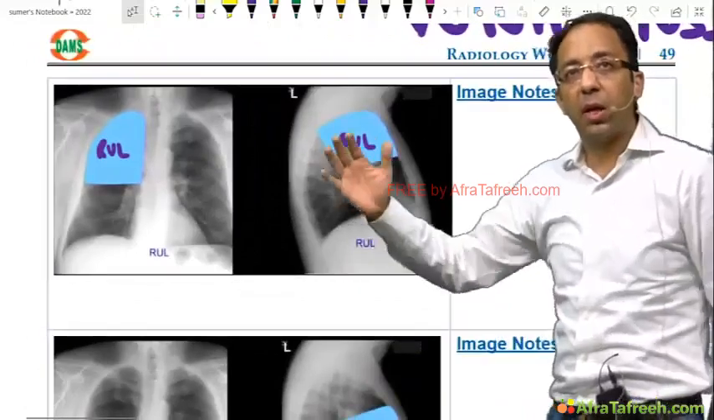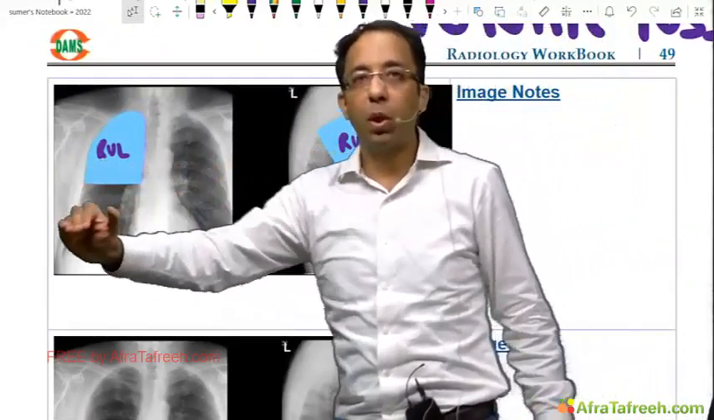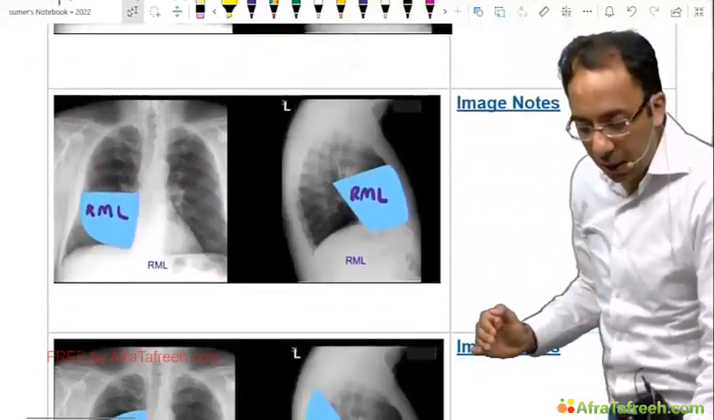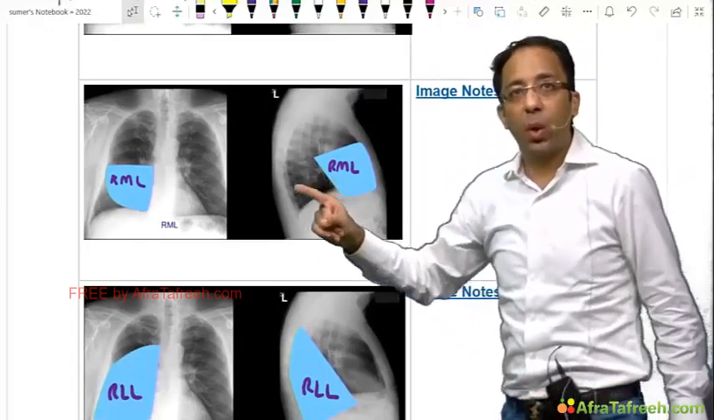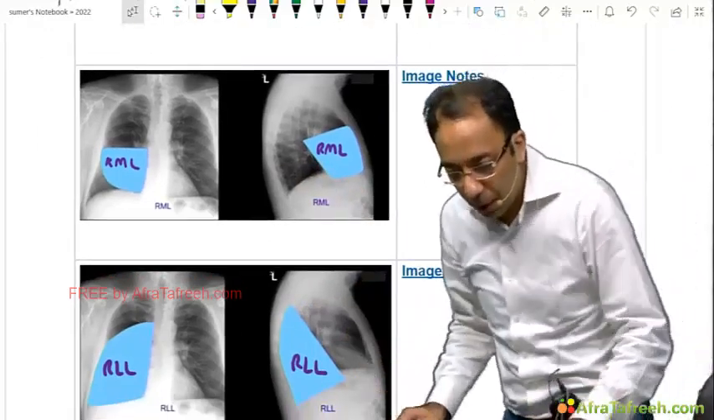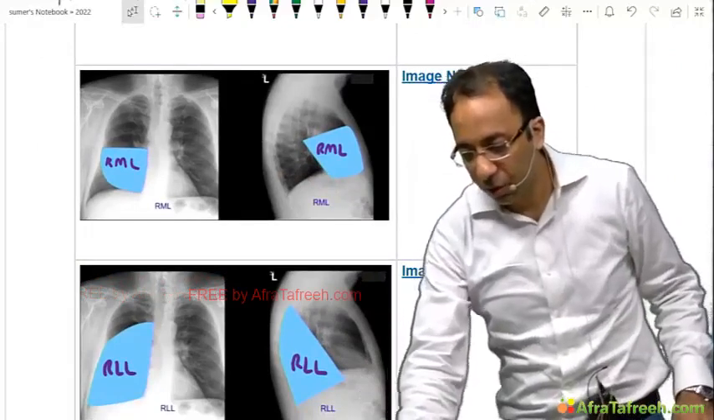Then I said this is the right upper lobe, bounded by a sharp, smooth lower border because of the pleural surface of the horizontal fissure. And then I said this is your middle lobe, this is your lower lobe. Okay, happy? Parul, Muhammad, and everybody who's joining late. Okay, so I'm repeating for you.